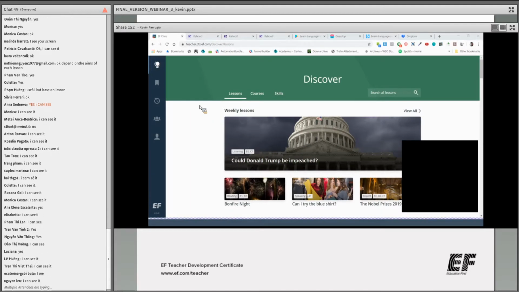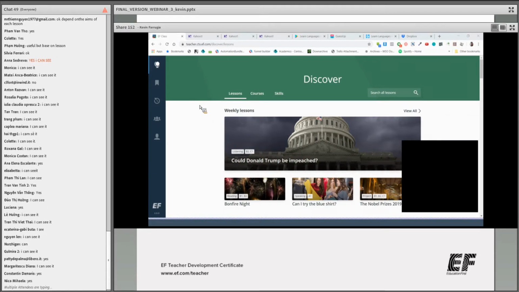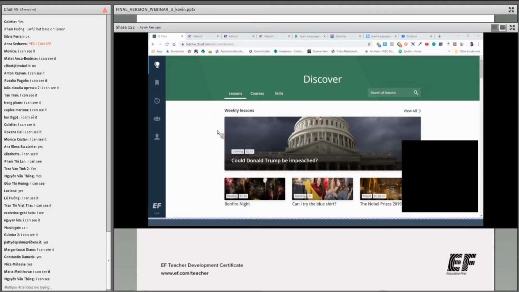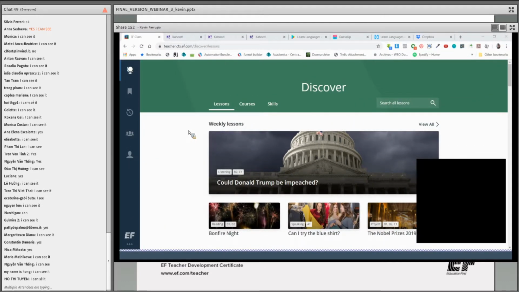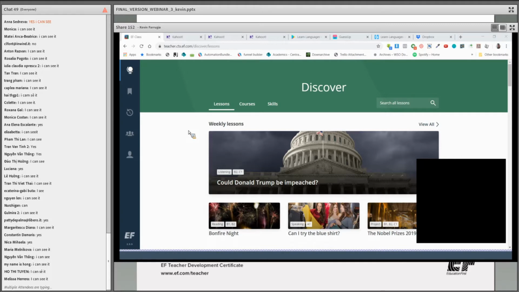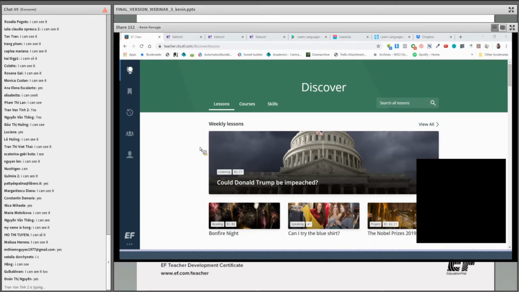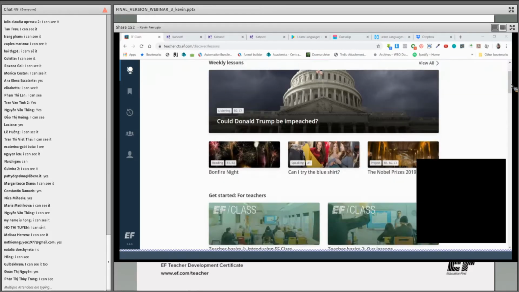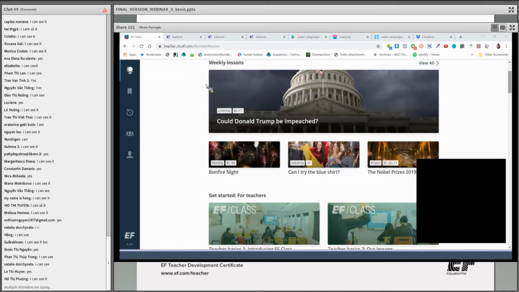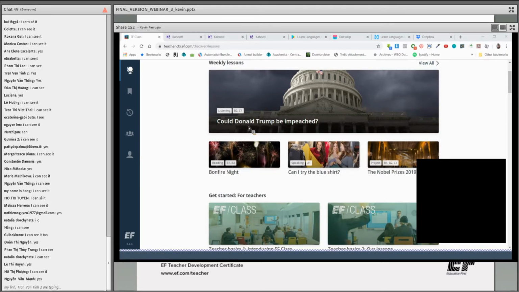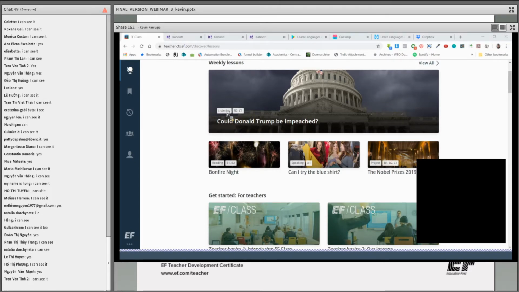So this is EF class. It is a software that EF have developed, and it is done once a week, on a weekly basis with students in class. The teacher brings laptops to the classroom, gives them to the students, and for the duration of that lesson, the students use these laptops to carry out the lesson. As you can see, there are different topics based on the different needs. So for the weekly lessons, the first lesson that comes up is probably about politics or speech, and it's a listening lesson. So the skill that the lesson focuses on is listening.